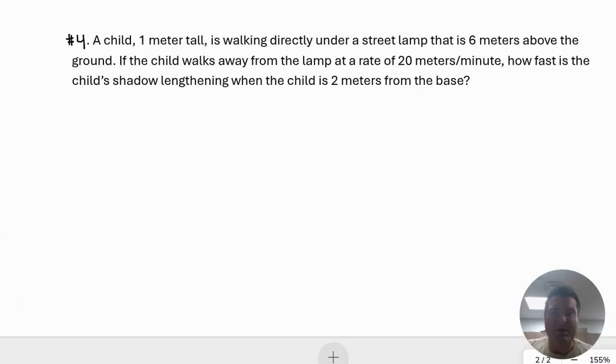A child 1 meter tall is walking directly underneath a street lamp that is 6 meters above the ground. The child walks away from the lamp at a rate of 20 meters per minute. How fast is the child's shadow lengthening when the child is 2 meters from the base?